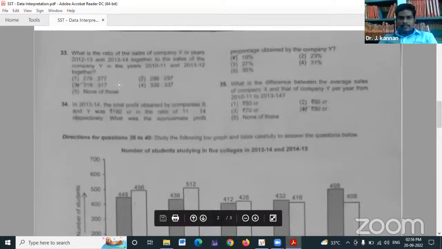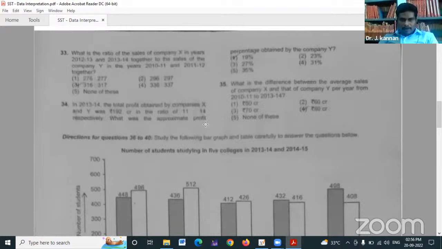So the answer is 316 is to 317. The next problem: in year 2013 to 14, the total profit obtained by companies X and Y was 192 crore in the ratio of 11 is to 14 respectively. What was the approximate profit percentage obtained by the company Y?